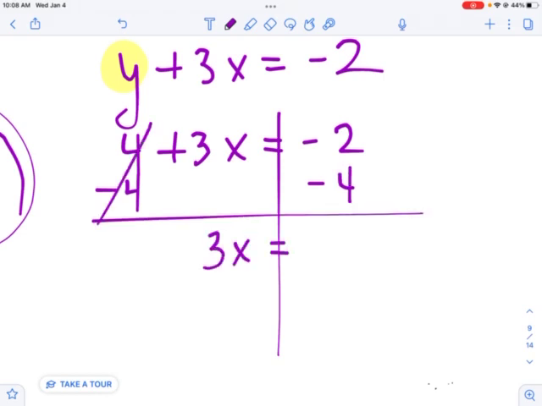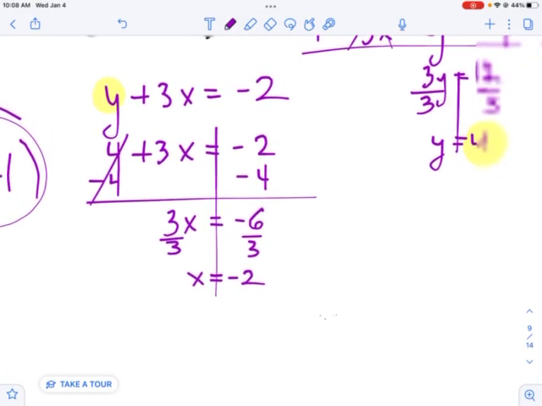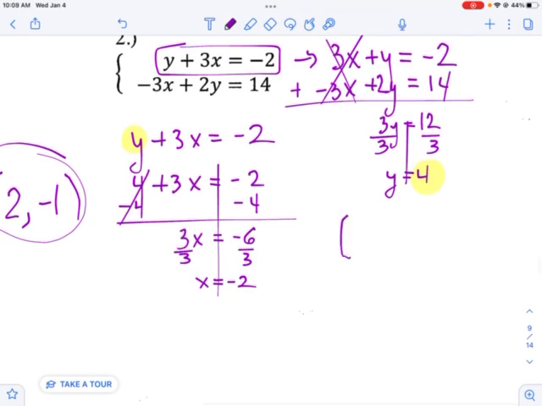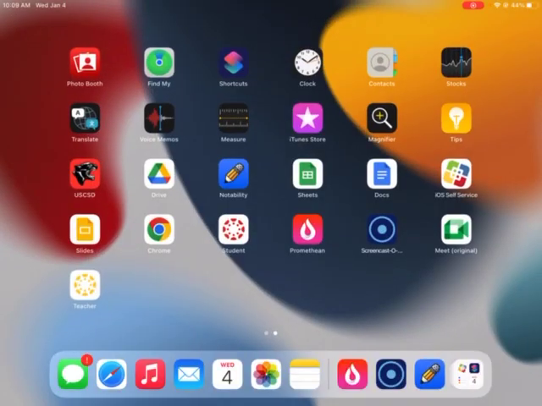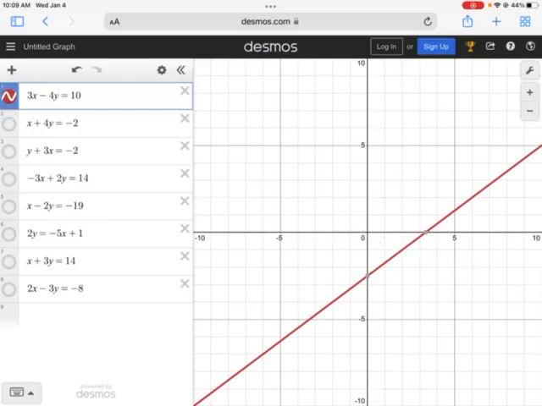Divide both sides by 3. X equals negative 2. So be careful in how you write your ordered pair. Remember, even though we solve for the x second, it does have to come first in an ordered pair. So negative 2 comma 4. And let's check on Desmos. Negative 2 comma 4. There it is.